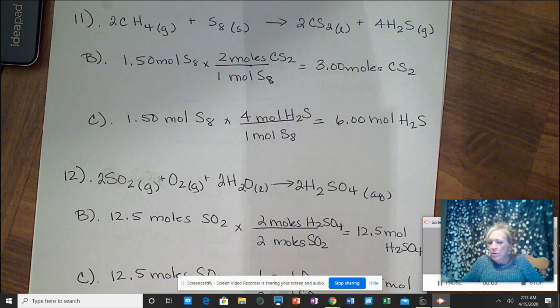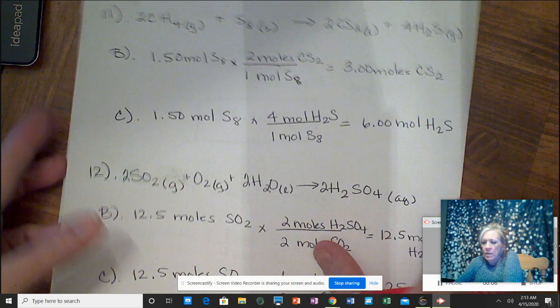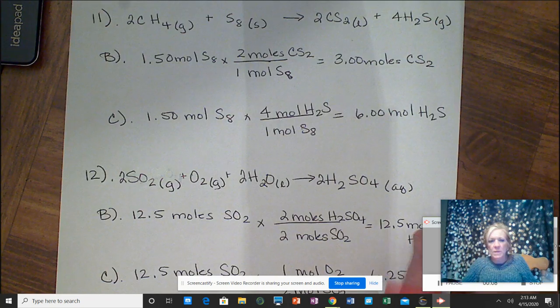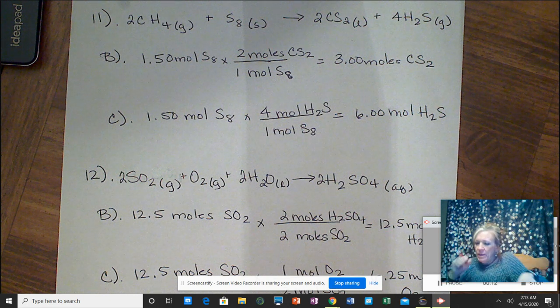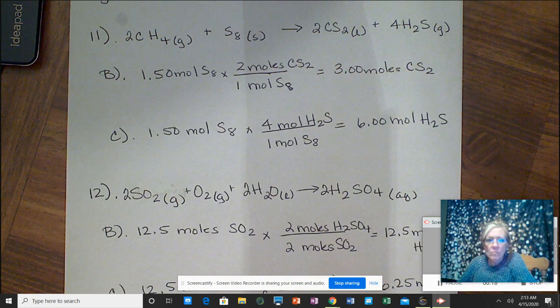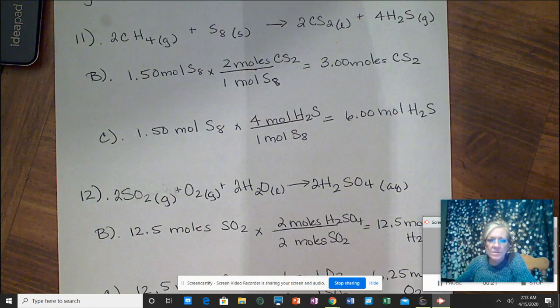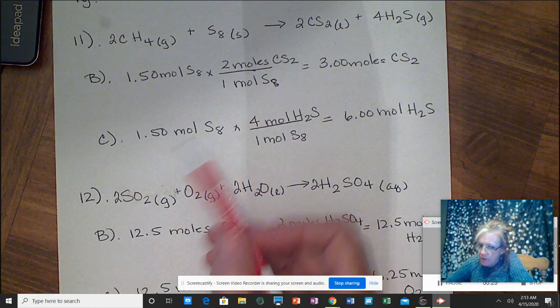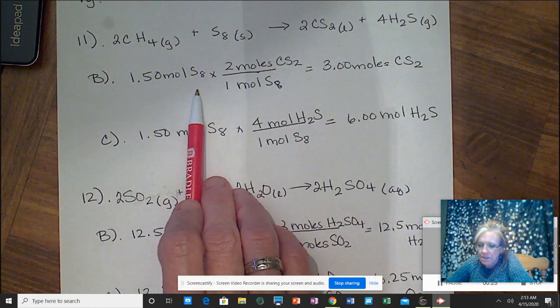So we're going to go over the homework from last week. I am on page 375, numbers 11 and 12 in the textbook. All right, so we're starting with 1.50 moles of S8.